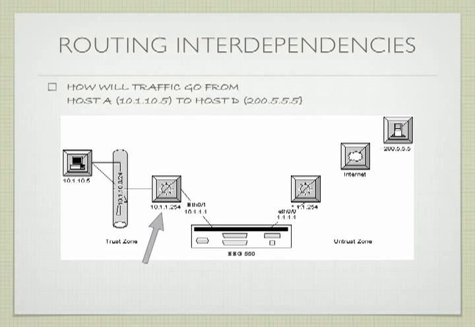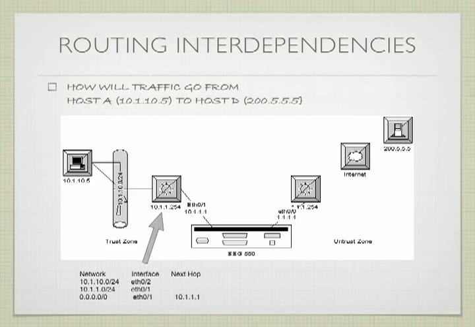So when the traffic first gets generated on the computer 10.1.10.5, it's going to be received by this router. So this router will be sending that traffic to its default route at 10.1.1.1, which is the interface of the SSG5. So the only thing it knows about is a default route to the SSG550 and its connected network.